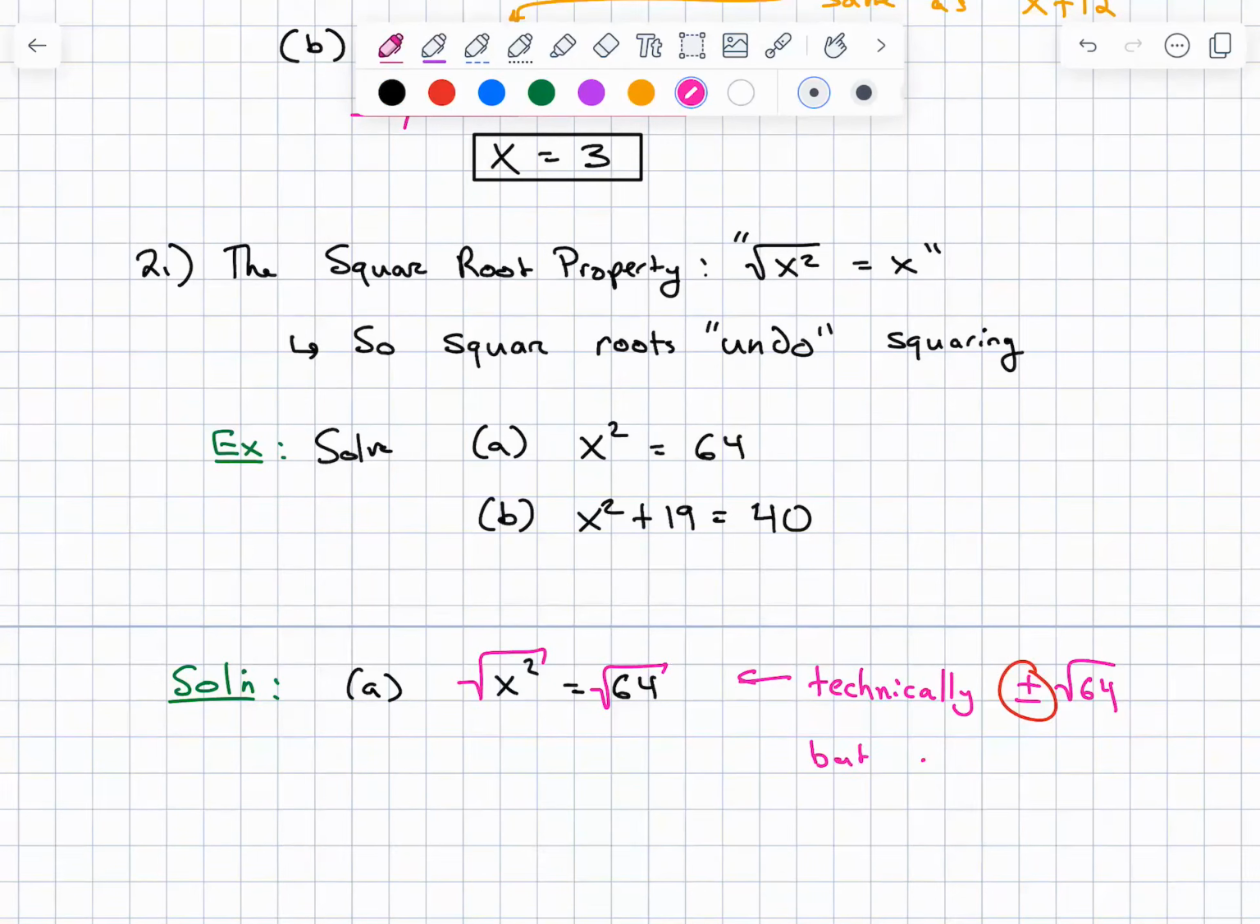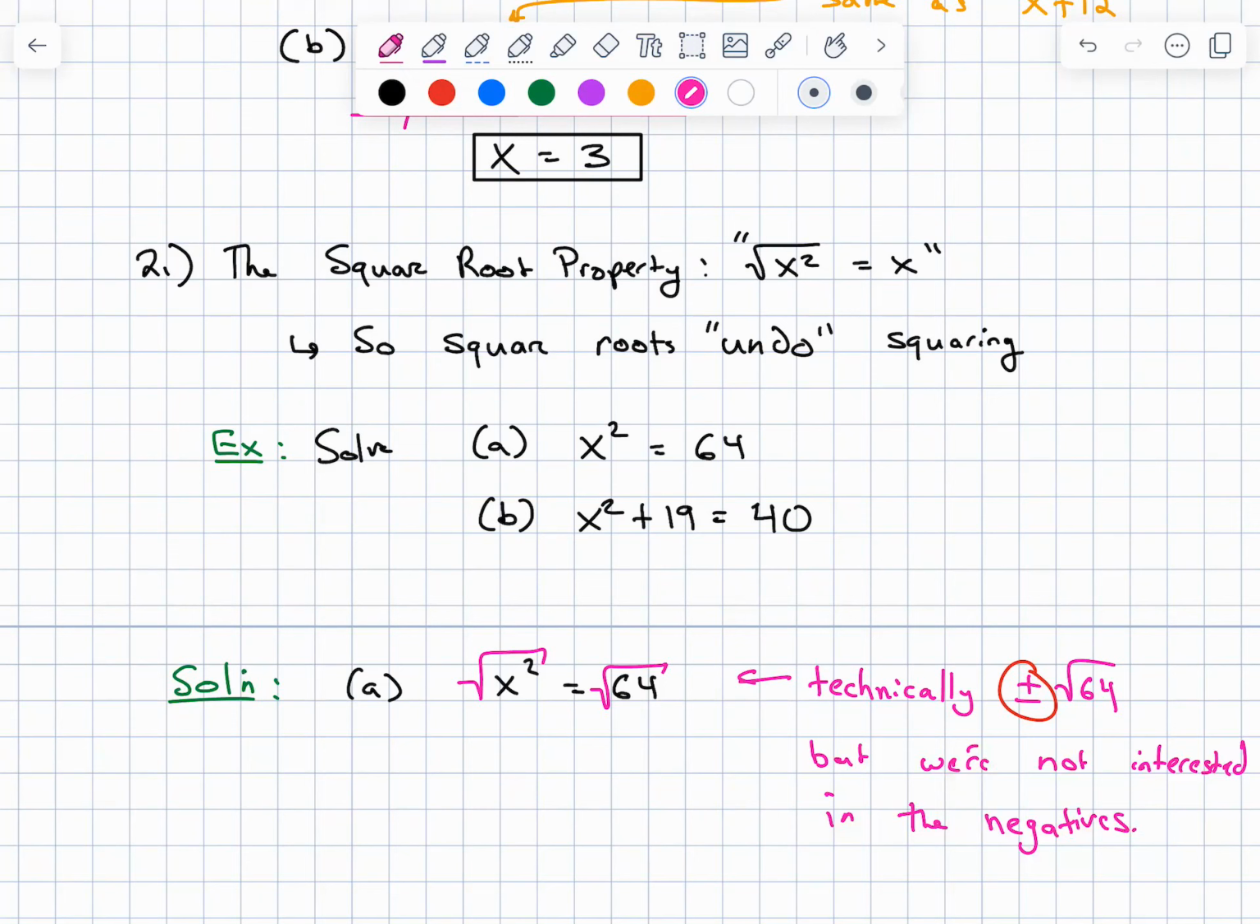But we're not interested in the negatives because we're going to be dealing with these things purely in a real world context, and there's not going to be things that are negative. We're not going to have negative 5 seconds. We're not going to have negative 5 feet. So because the quantities we're dealing with have to be positive, we're just going to ignore that.